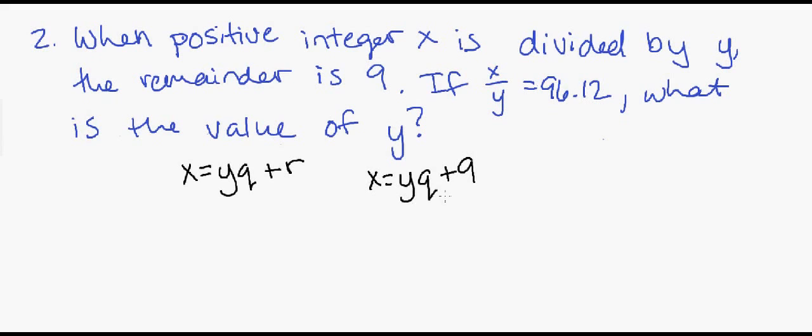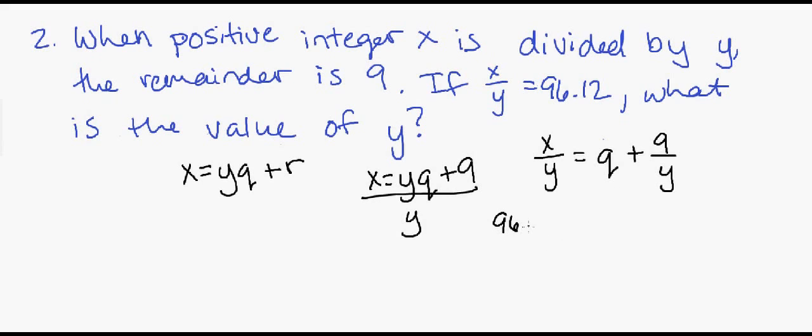Okay, so now what we're going to do, since it gives you x over y equals 96.12, we really want to use this equation in a way that's going to help us. So we're going to divide everything by y so that we have an x over y and we can use this number. So doing that, if we divide everything by y, we're going to get x over y equals q plus 9 over y. Okay, so now since we have x over y, we're going to go ahead and plug that in. So we're going to get 96.12 is equal to q plus 9 over y.